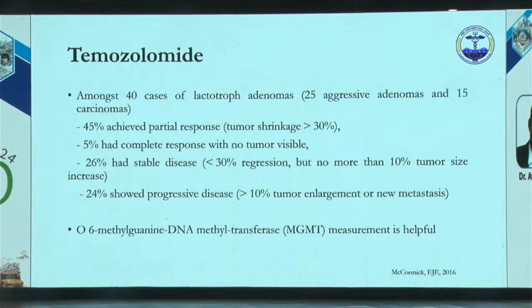Temozolomide is possibly one good drug which can be used in dopamine agonist resistance patients. However, the data is limited, but if you see the European Society guideline on aggressive pituitary tumor and pituitary carcinoma, they have given temozolomide a pretty good weight there. But the major evidence comes from a single study where there were 40 cases of lactotrope adenoma, including 25 aggressive ones and 15 carcinomas.